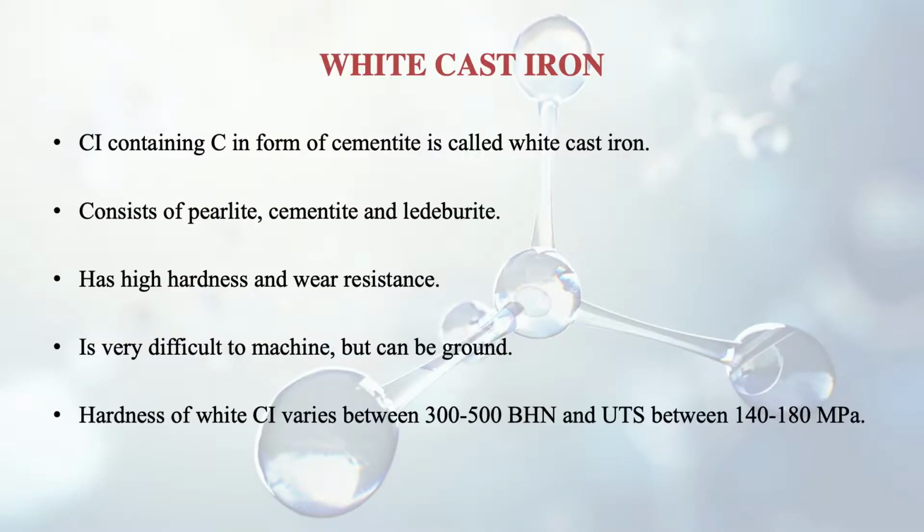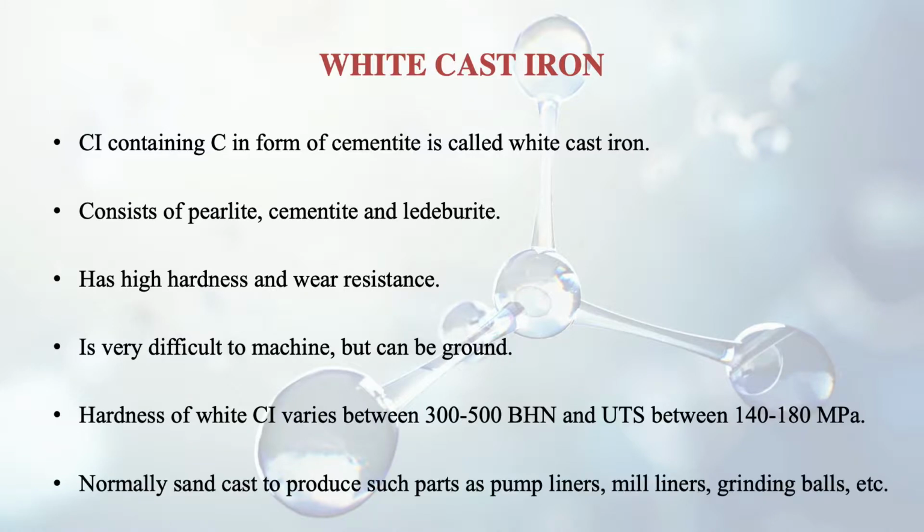Hardness of white CI varies between 300 to 500 Brinell hardness number, and the ultimate tensile strength, that is UTS, is between 140 to 180 megapascal. Normally sand casting is used to produce such parts as pump liners, mill liners, grinding balls, etc. So these are some of the applications of this type of cast iron, which is white cast iron.